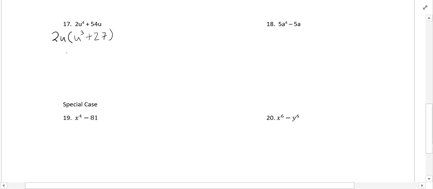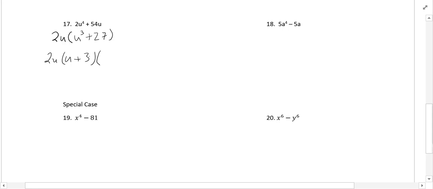Okay, so now that you factored out, you want to check again and say, is this any one of my special cases? Well, u cubed is a perfect cube, 27 is a perfect cube, and there's a plus sign, so I know it's a sum of cubes. So what you want to do is bring down that GCF of 2u, and then let's go ahead and take the cube roots. So I have u plus 3.